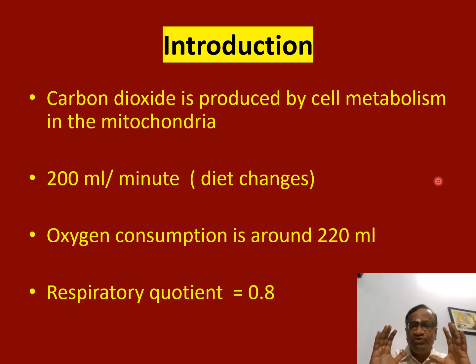Now we will go to the introduction. From where is the carbon dioxide produced? From almost all cells, from the mitochondria, through metabolism, carbon dioxide is produced. Now, how much is produced? 200 ml per minute. It can slightly change, but normally on an average, it produces 200 ml per minute.